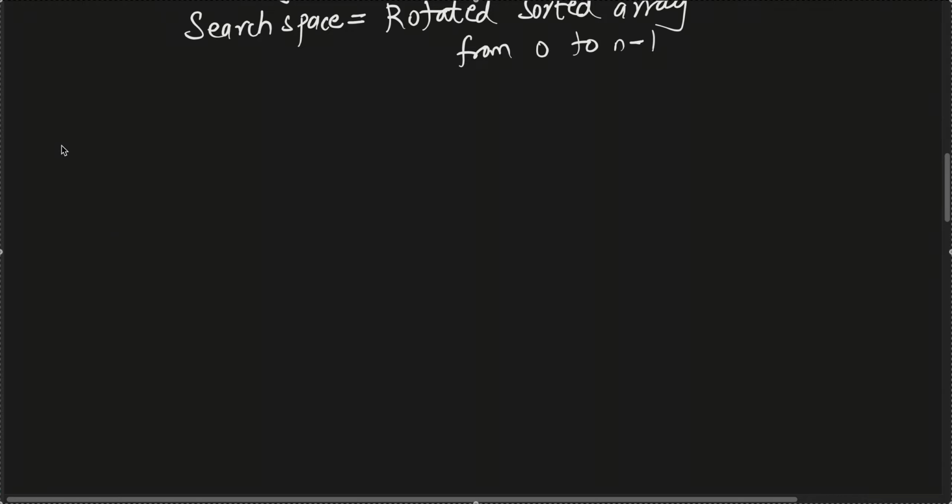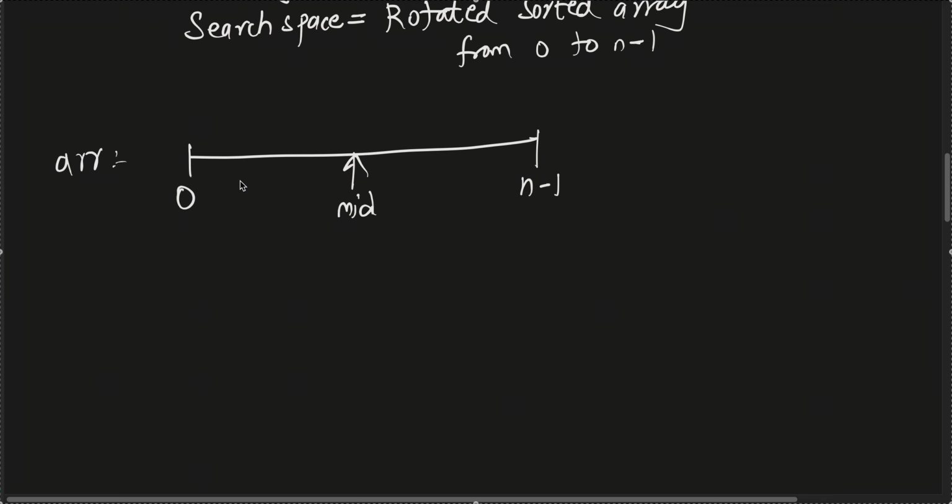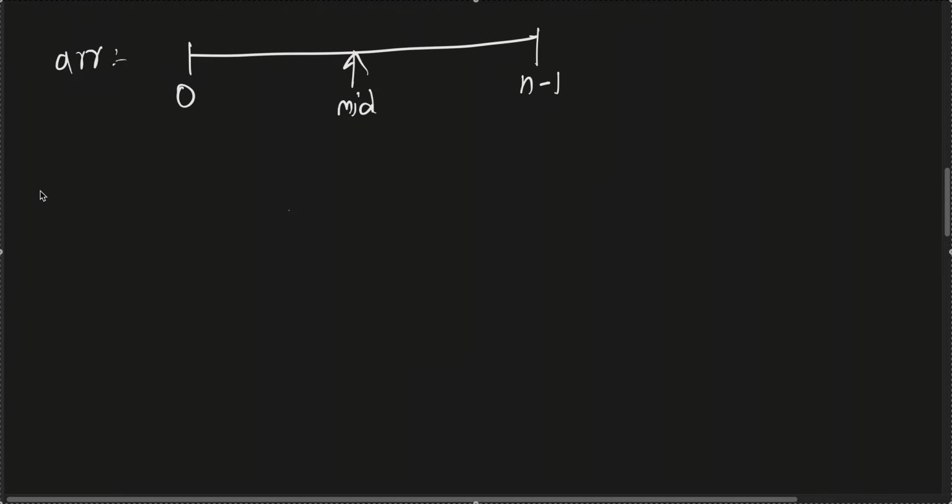Now let's do some observation, right? Let's say there is an array. Index is 0, the first value is 0, and the final value is n-1. Let's say the middle element is here, right? Now what are the possibilities, or what are the cases where the rotation point can happen? The rotation point is the point from which the array is rotated. So there can be two possibilities. Either the rotation point can be between 0 and mid, or the rotation point can be between mid and n-1, right? So let me draw what I am saying.